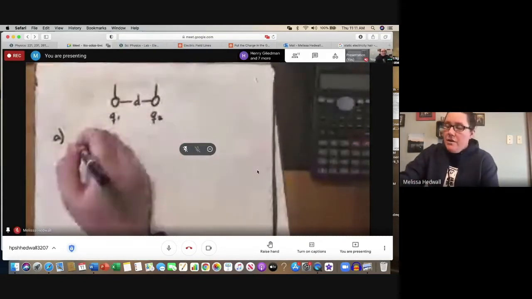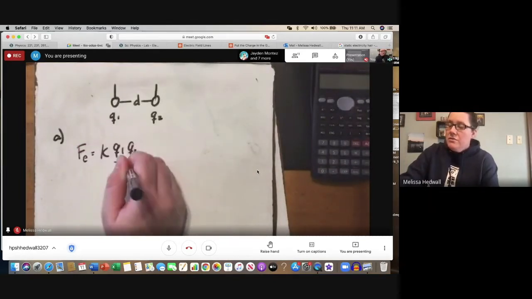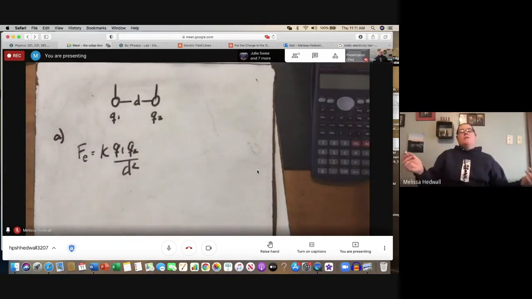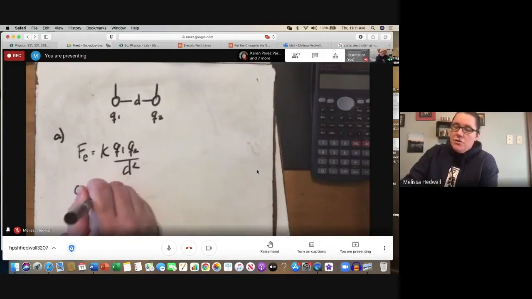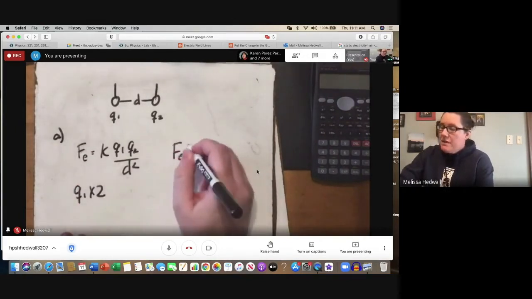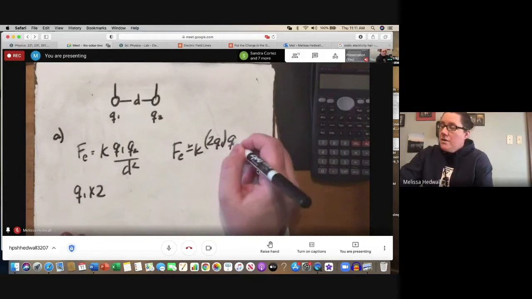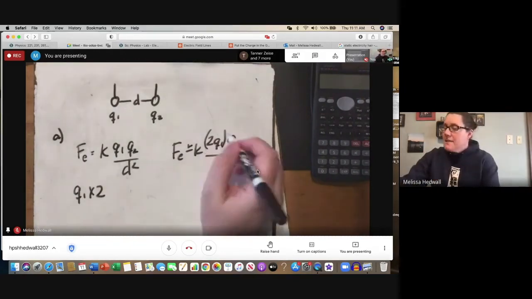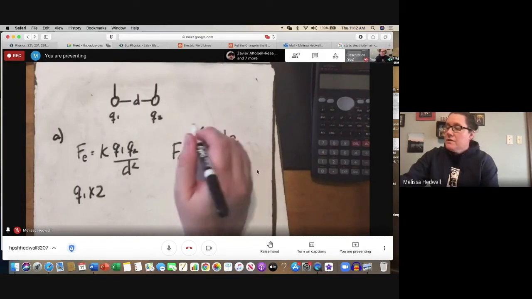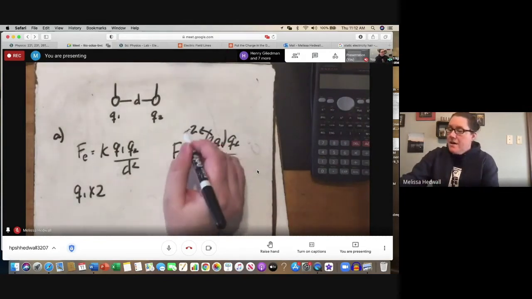Looking at this, we know that the equation that we have is Fe equals K, Q1, Q2 over D squared. So what if we double something? If Q1 is times 2, I'm going to rewrite this equation, Fe equals K, 2Q1 because it's double what I had before, Q2 over D squared. Remember, when we change one thing and look at how something else changes, whatever happens here also happens to the force. So I'm going to pull out the 2 so I can isolate that.